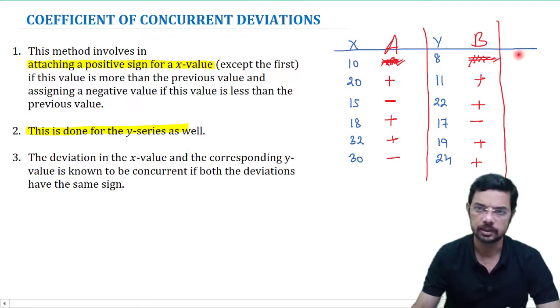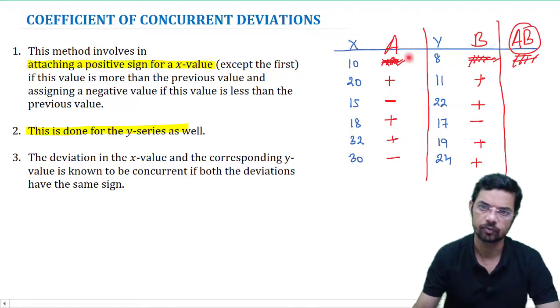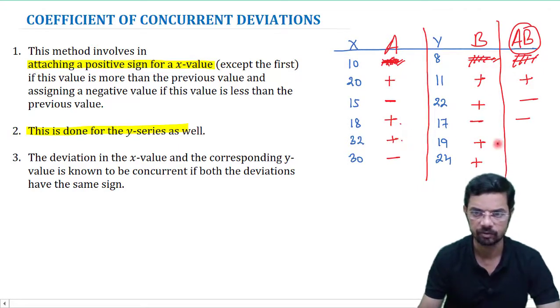Now, what we are interested in here is, this is also nothing. We don't write anything in the first part. Now, here we need to find out the product AB, the product of the signs. So, plus into plus is plus, so they are concurrent, and here they are not concurrent, so it is negative. If they are different signs, we have a negative sign. If they have positive signs, then we have a positive sign. Or if both of them are negative, then also we get a positive sign.